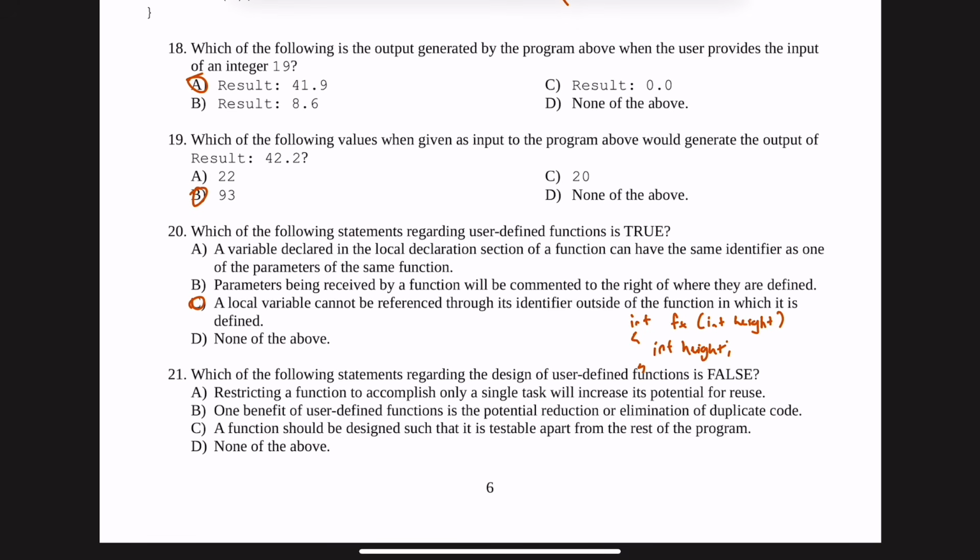Question 21. Which of the following statements regarding the UDFs is false? A. Restricting a function to accomplish only a single task will increase its potential for reuse. So this one's going to be true.